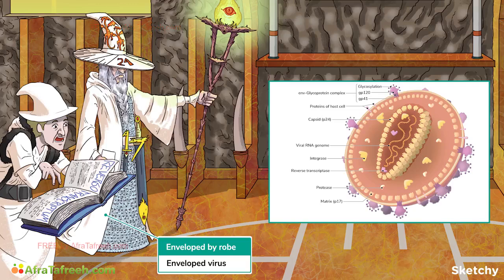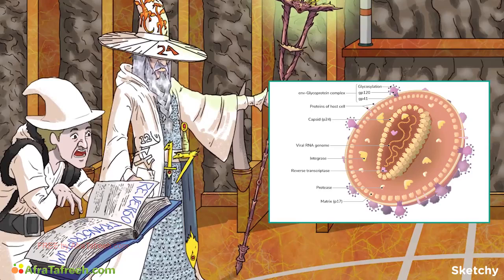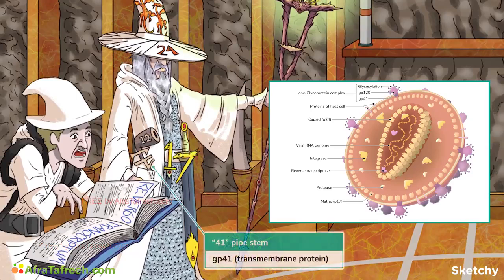The envelope is composed of a lipid bilayer studded with glycoproteins. These ENV proteins, or envelope glycoproteins, are actually complexes of two glycoproteins, or GPs. There's GP41 and GP120. Both exist as trimers, or triplicate polymers. We'll represent both glycoproteins with the Wizard's pipe.